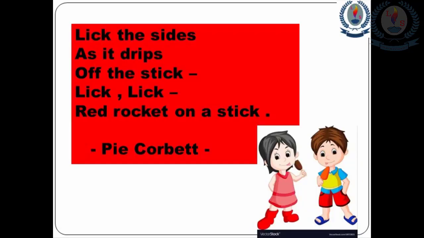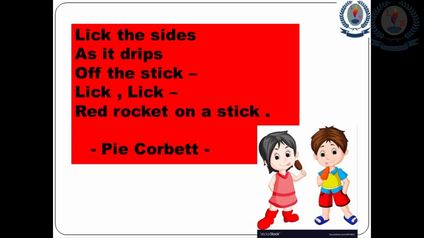Okay, last part of the poem, children. Lick the sides as it drips off the stick, lick, lick. Red rocket on a stick. Right, last part, the first line. Lick the sides as it drips off the stick, lick, lick. Red rocket on a stick.